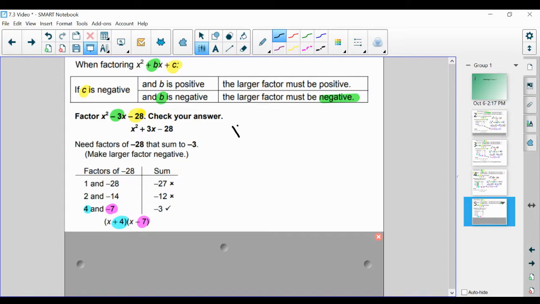Now, the way that I like to do it, again, we're going to multiply that a term, right now it's 1, with -28. We want to think of factors of -28 that add up to -3. Sorry, I wrote +3, this should be -3. That is a huge typo. Also here. Whoops. Sorry, kiddos. Technology, eh? So we have to know that the larger term is going to be negative. Luckily for us, we already calculated it's 4 and -7.